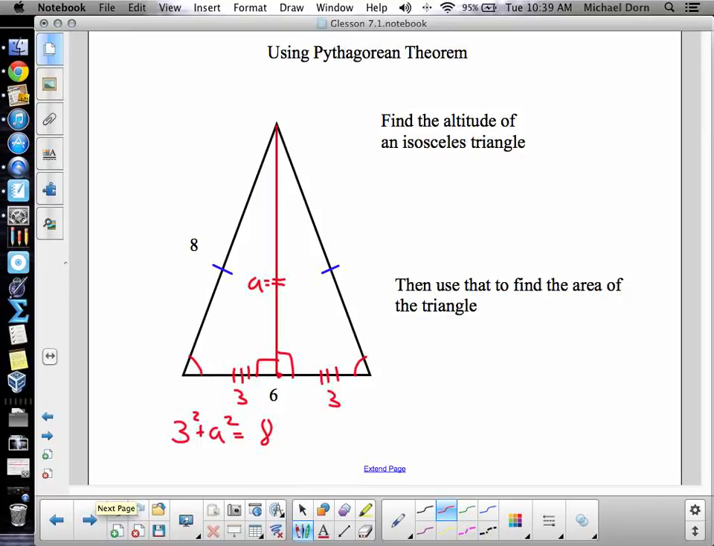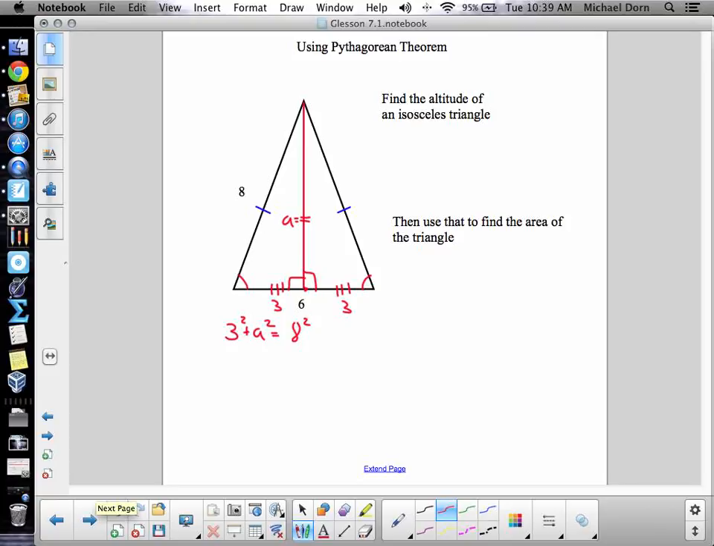I misspoke. I meant to say a squared, but yeah, I got the right answer. That's what I want, but that's not what I said. Oh, I thought that's what you said. That's what I should have said. Well, that's what you got, and it's right.